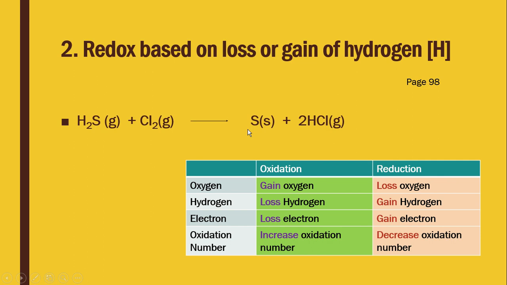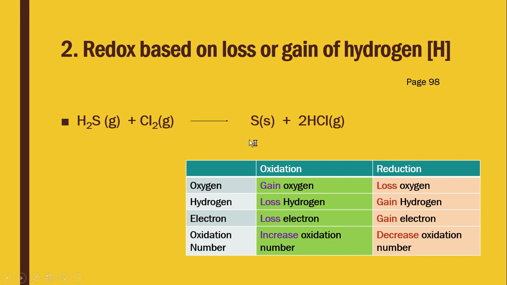Okay. The second definition is based on the loss or gain of hydrogen. Look here, this is an example of the reaction. Okay, so earlier we saw the notes on redox in terms of hydrogen. The oxidation process is defined as the process where it loses hydrogen, whereas reduction is where it gains hydrogen.